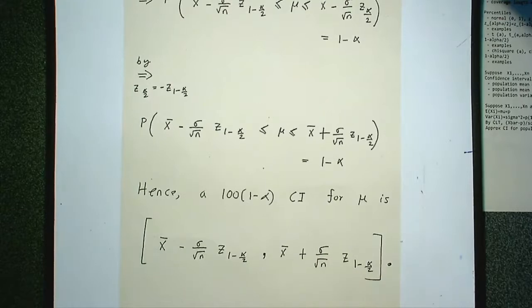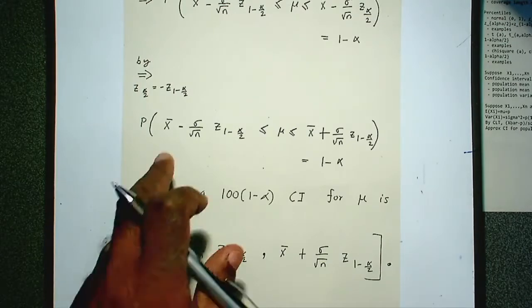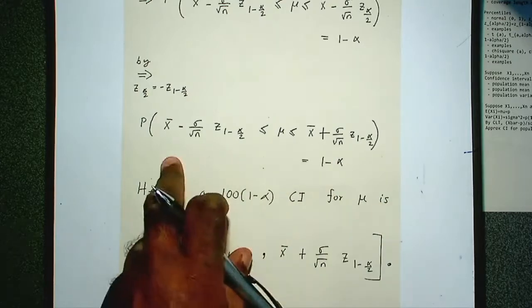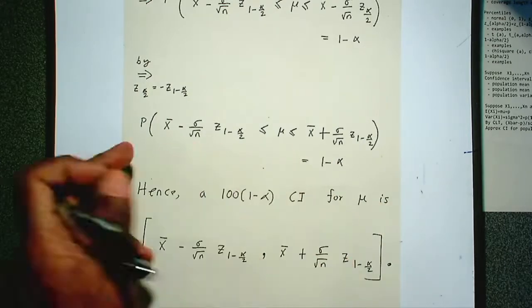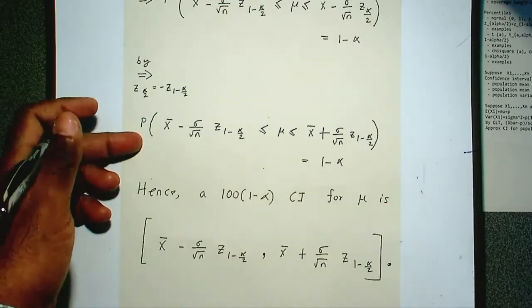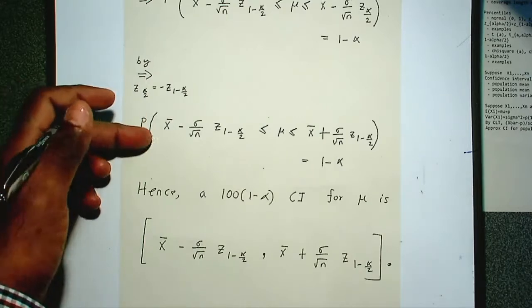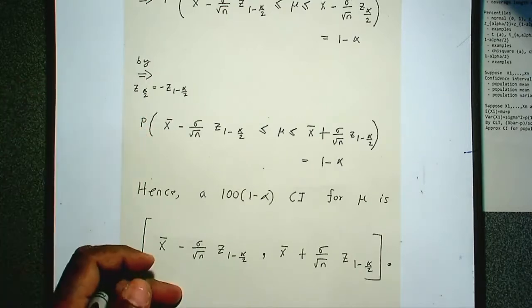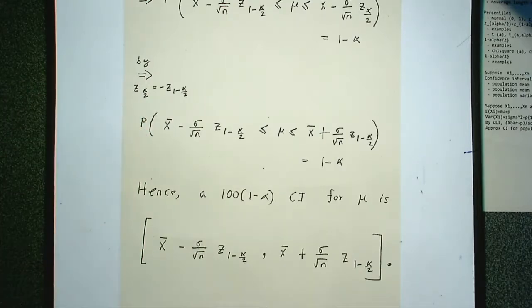All right. So this is how you construct confidence interval. To construct a confidence interval, you need to start with a distributional statement, and then come to a statement like this. And from this statement, you can see immediately that this must be the confidence interval for mu. All right, so that's number one.